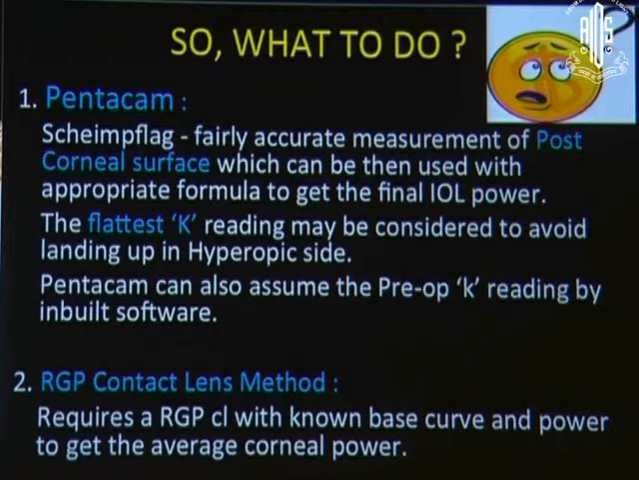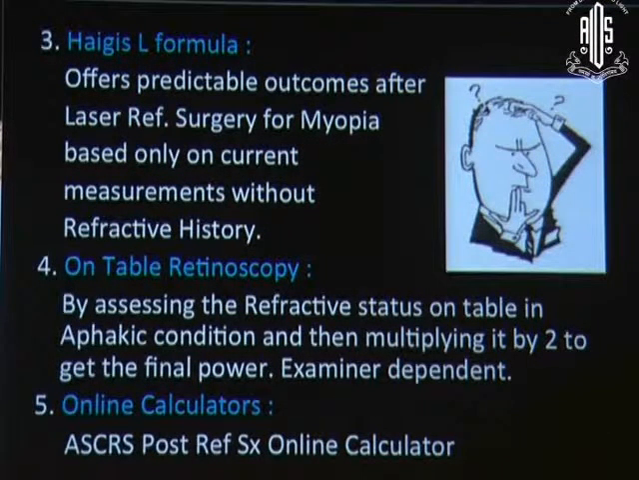An RGP contact lens method is there. The Haigis-L formula is there. On-table retinoscopy is one thing that I do in all my patients, and our senior optometrists do a great job, and I've not had any error as of today, any hyperopic surprise as of today. Online calculators are very good.